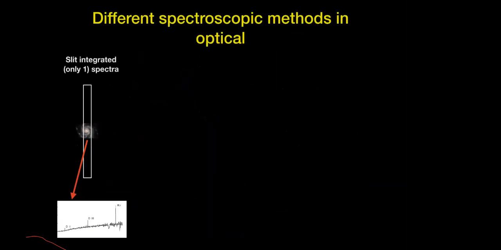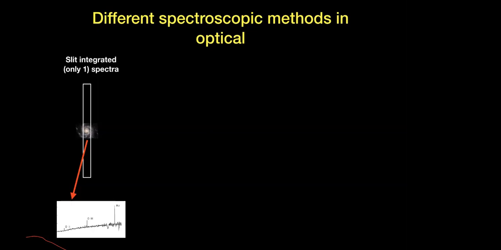Okay, so there are several ways to actually get this spectra. You can have slit spectra, where you put one slit on top of the galaxy and you get an integrated spectra from the whole galaxy. So you basically get some global properties of the galaxy. But in this case, you cannot tell what is happening in the inner region of the galaxy versus the outer region. You just get one spectra here, and that's all you get.